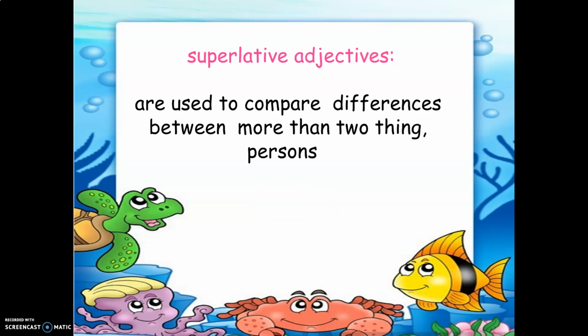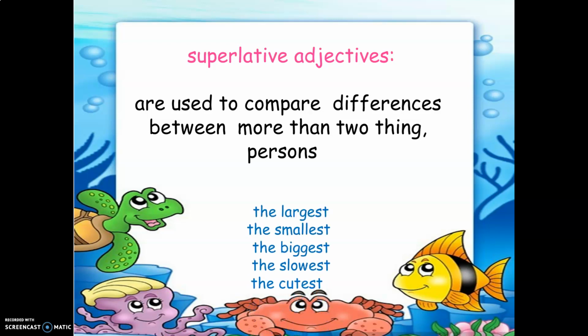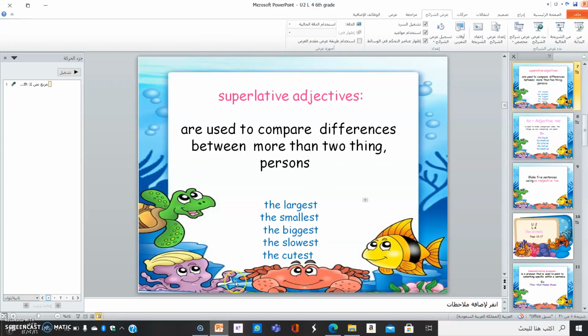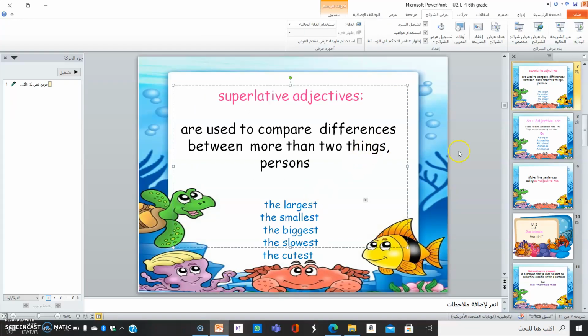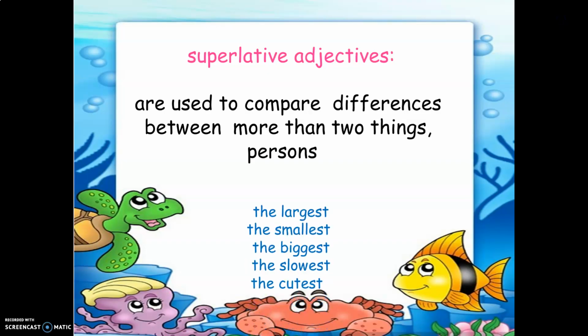Now let's see the superlative adjectives. They are used to compare differences between more than two things, more than two persons, more than two animals. Let's see the examples: the largest, the smallest, the biggest, the slowest, and the cutest. For example, Ahmed is the smallest of these boys. Dolphins are the cutest. The elephant is the slowest of these animals.